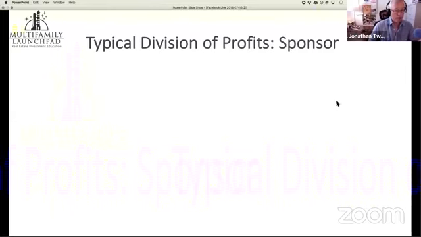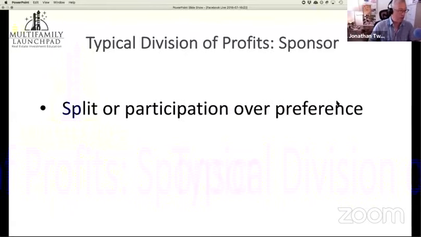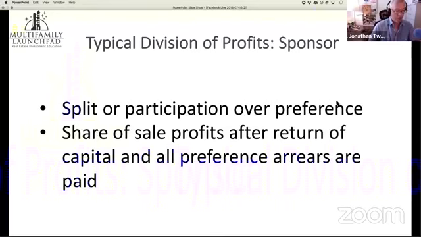Now for the sponsor, what you get as a sponsor is you start with your split or participation over the preference, and then you get a share of the sale profits after the return of capital, after all expenses have been paid, and after any preferred return arrears are paid. So maybe you've gone, at the time of sale, you've gone 2 years without paying a preferred return. Typically, if it's a cumulative preferred return, you would have to pay those arrears out of the profit before you then went to your split with the investors to get your piece.